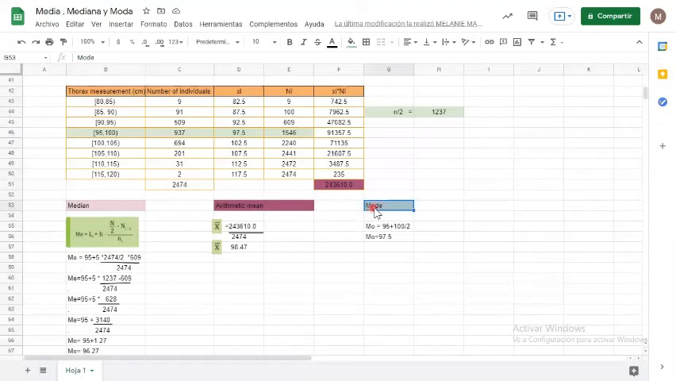Mode. At the beginning, we found the class we are going to use by dividing the total number of data by 2, which gave us 1237, and we look in the absolute frequency for the approximate data, which is class 4. Then we get the mode with that class, where we get 95 plus 100 divided by 2 equals 97.5. The mode will be 97.5.